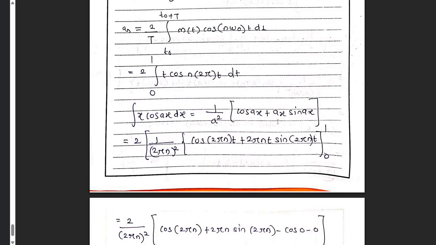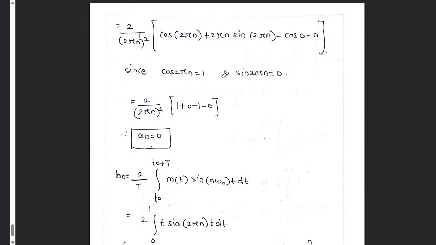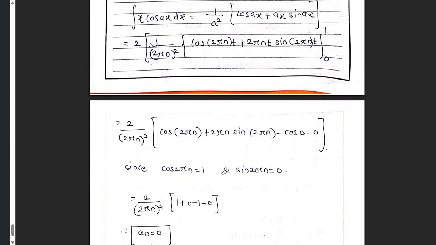So 2 pi n, x is t, and sin ax, that is sin 2 pi nt over the interval 0 to 1. Now same thing, we have written the terms in the proper manner: 2 upon 2 pi n square cos of 2 pi n plus 2 pi n sine 2 pi n. Upper limit 1 we have substituted for t, and the lower limit is 0.